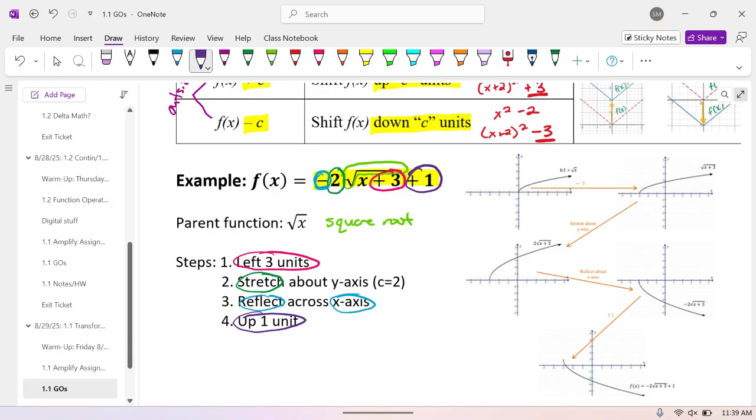It's like a dark green. Yes. All right, any questions on this? And we're going to do some examples when you come back from your break.